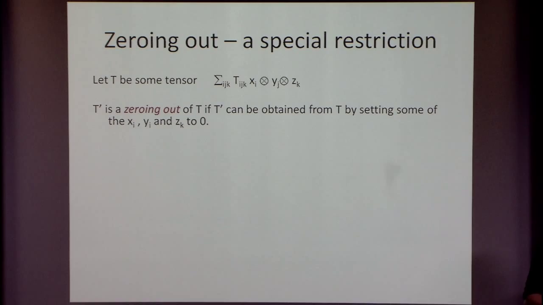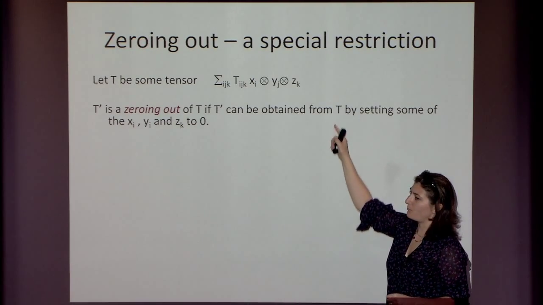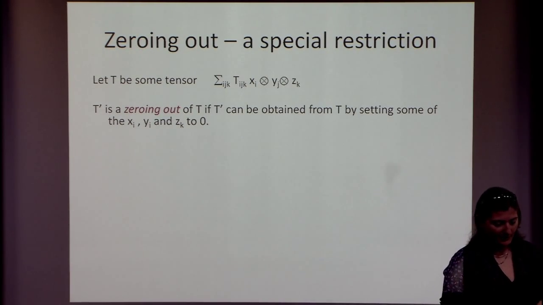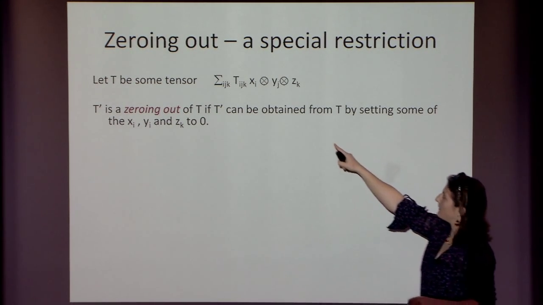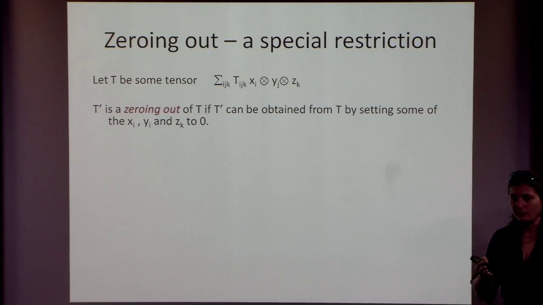So it turns out that restrictions can be difficult to work with. We don't actually know how to argue about arbitrary restrictions of tensors, so let's just pick special restrictions. What's a special restriction? Well, it's some sort of zeroing out. If you look at the trilinear form that corresponds to a tensor, then I say that another tensor can be obtained by zeroing out from this one if I can just set a bunch of these xi, yj, and zk's to 0 and get the new one.